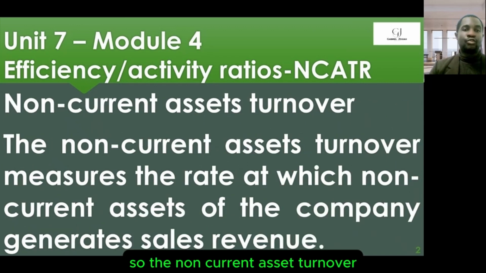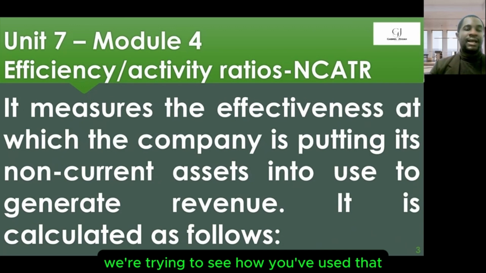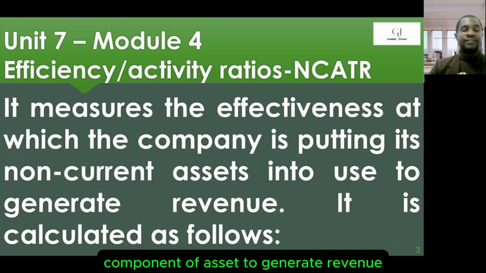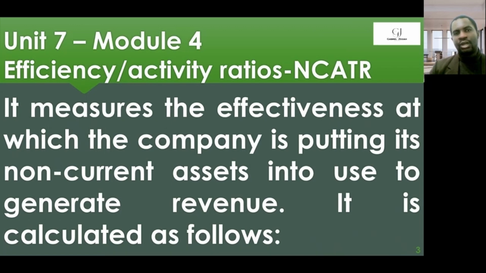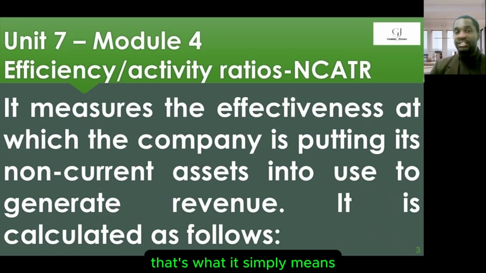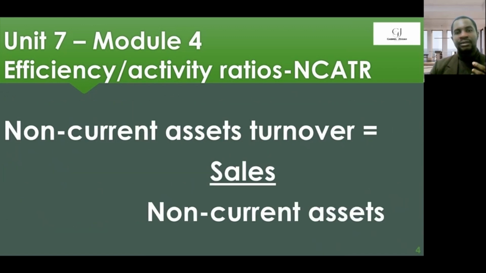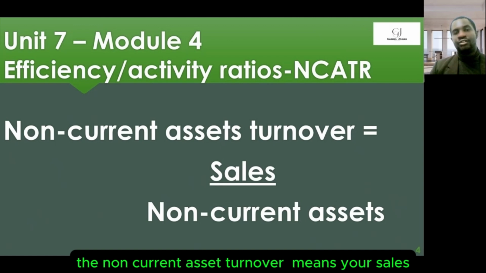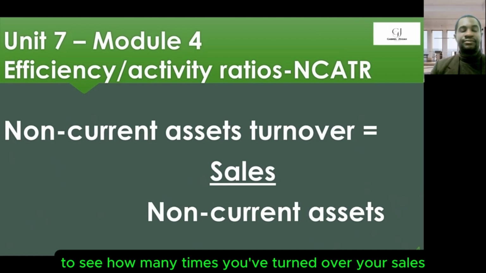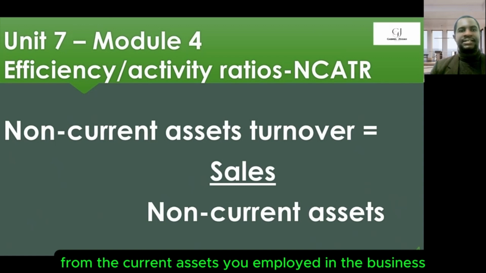So with the non-current asset turnover, we're trying to see how you've used that component of asset to generate revenue. How many times has your revenue been turned over? That's what it simply means. So it's calculated as follows. The non-current asset turnover means your sales or your revenue divided by your non-current assets, to see how many times you've turned over your sales from the non-current assets you employed in the business.